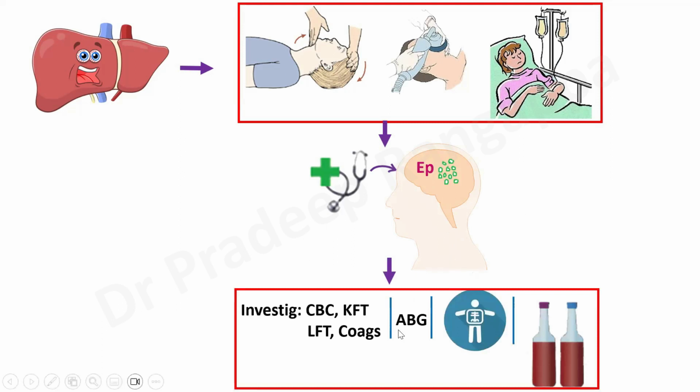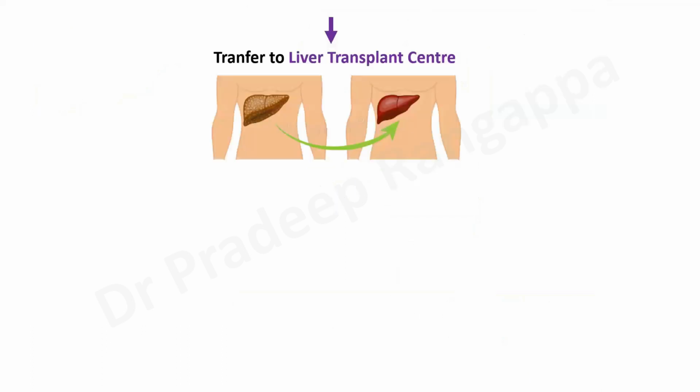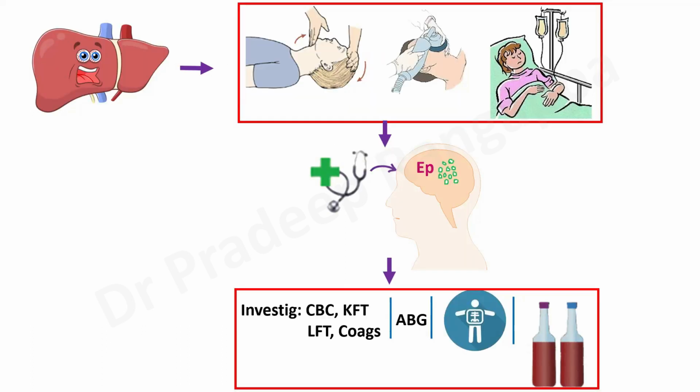Whilst you are doing this, the protocol should include sending off routine investigations like CBC, KFT, LFT, coags, which are all very intuitive to every intensivist, sending ABG, imaging, and screening cultures. It may be blood culture, urine culture, ET culture, and so on and so forth, to look for any possible infections in a very preemptive way. And as you're doing this, look for any criteria that you would think that the patient needs liver transplant.